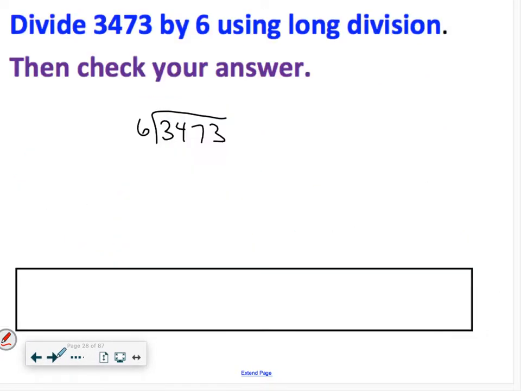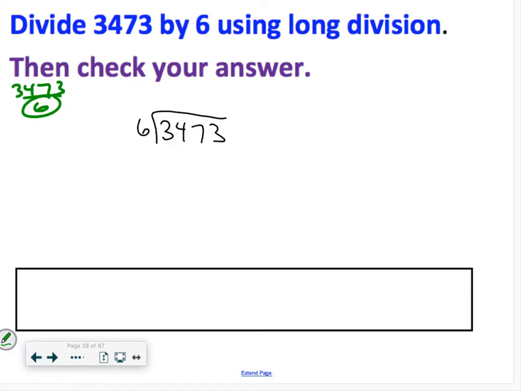So if we take a look at this one as a little review, write this one down just to review long division again. So there are a few ways to describe this question. It might say take 3,473 and divide by 6. It might look like this. So this 6 is called the divisor. The 3,473 is the dividend. And the answer we get is the quotient, and there may be a remainder with that.